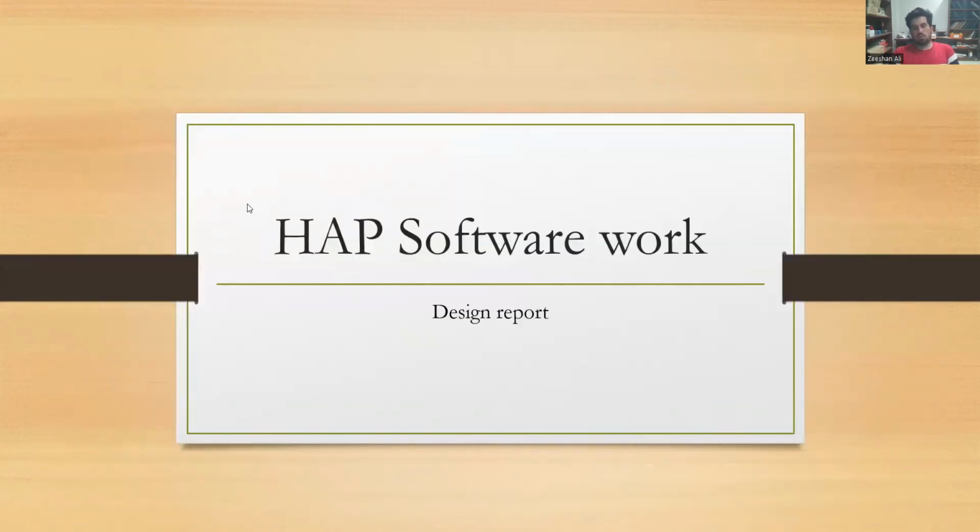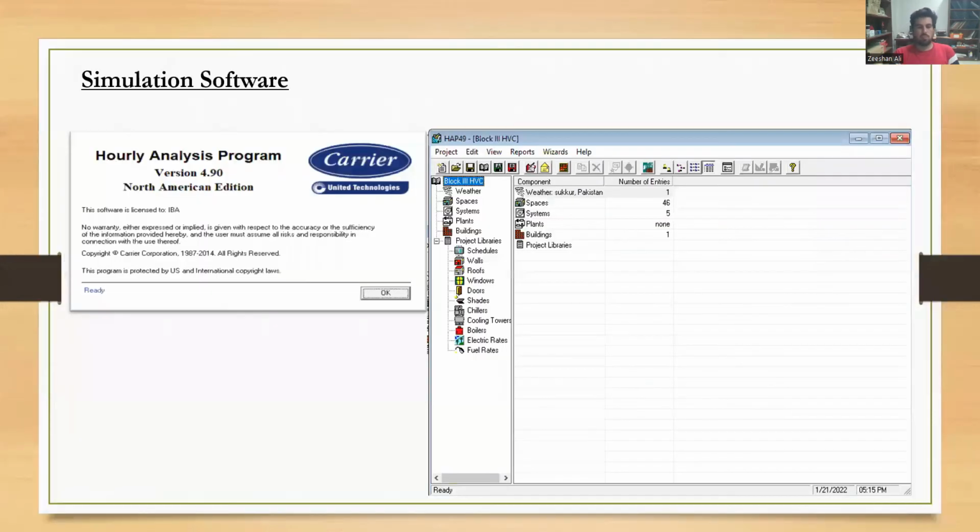Here's the software work. Now we are coming to our main simulation work. We used Hourly Analysis Program version 4.9, North American edition. Here, first of all, we created different project libraries. The project libraries are schedules, walls, roofs, windows, doors, and shades. We created schedules as per the school time, or as per the university class times.